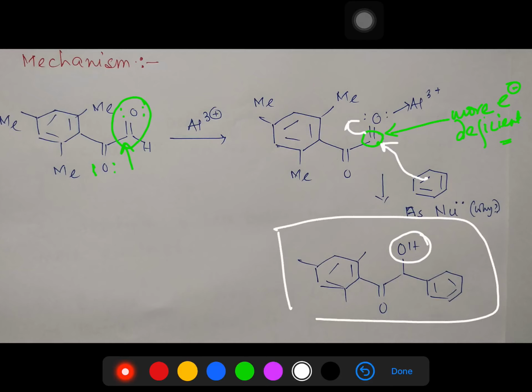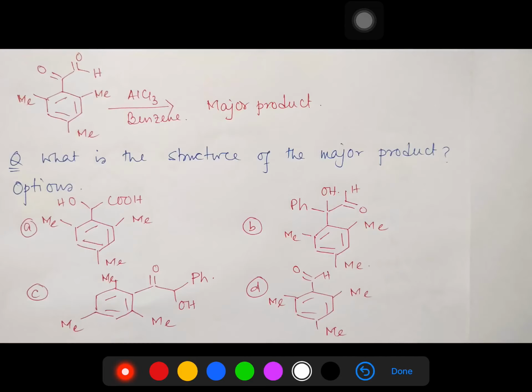As I told, it's very easy, so you can do it. So this is the product. Now, within 30 seconds, how can you solve it? By the way, you don't need to know so much information, but using your common sense you can do it.